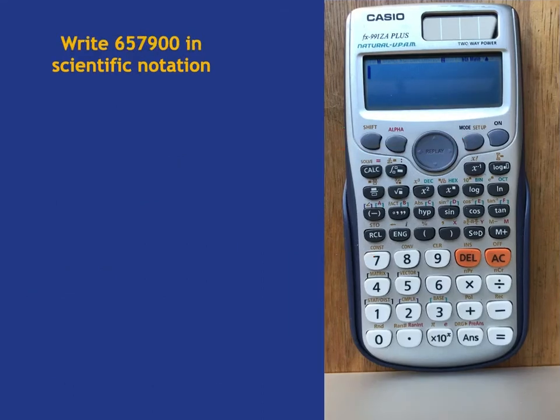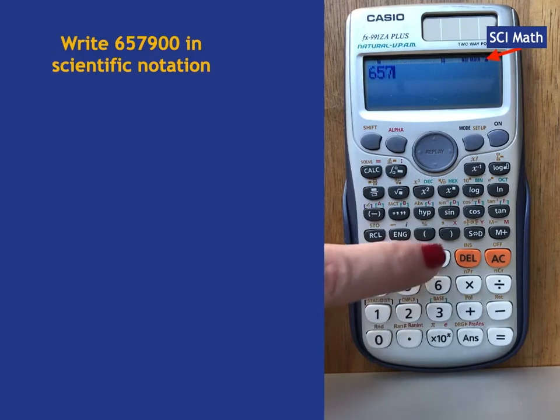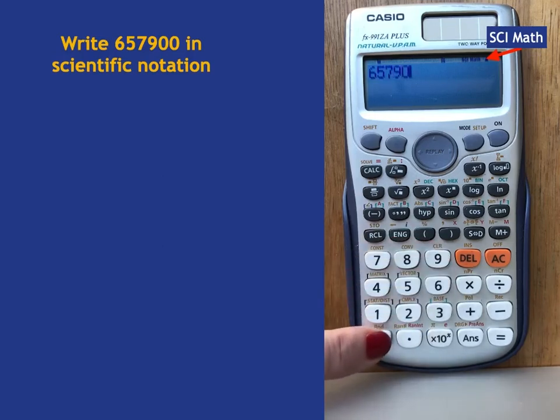Okay, so now we've changed it into scientific notation mode. Notice over there now, instead of just the math, you've got sci math, and that tells you you're using scientific notation mode. All right, now we can go from a number in just normal decimal notation into scientific notation. How do we do that? Well, we simply put the number in and we hit the equals sign.